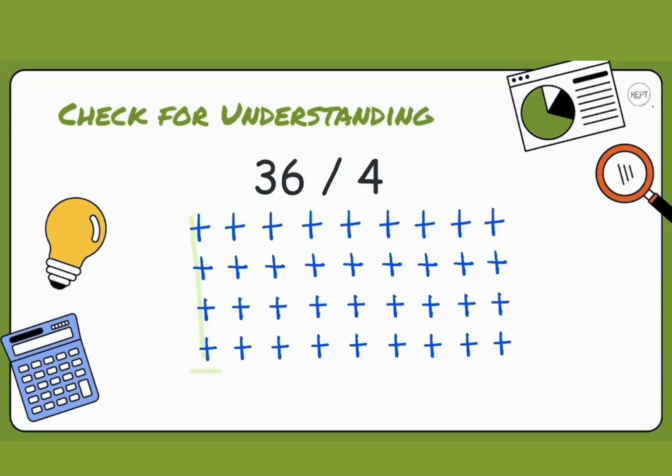Well, here I can make 1, 2, 3, 4, 5, 6, 7, 8, 9. I can make a total of 9 groups that have 4 in each to give me a total of 36 pieces in total. So we have a positive divided by a positive, and we know that that is going to equal a positive. So 36 divided by 4 is equal to 9.